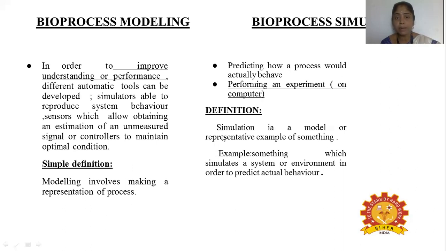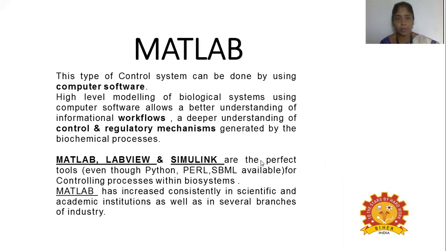In simple terms, a simulation can be said to be a model or representative example of a process being carried out, which involves various factors like parameters such as temperature, pH or oxygen level, if oxygen is needed for starting a reaction, and what other things are needed. It simulates the system and environment in order to predict the actual behavior of an experiment with the help of a computer.